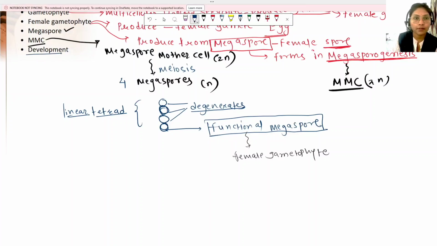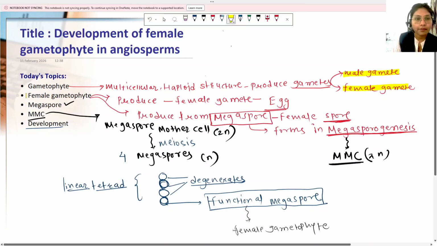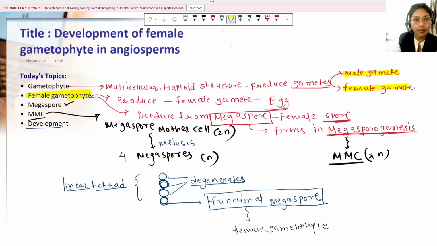I hope you're getting it. What is gametophyte? Gametophyte is a multicellular haploid structure which produces gametes. Gametes are of two types, male gamete and female gamete. If gametophyte produces female gamete, then the gametophyte is called female gametophyte. It will produce female gamete, which is egg. Female gametophyte will form from megaspore. What is megaspore? Megaspore is a female spore which is formed by the process of megasporogenesis.